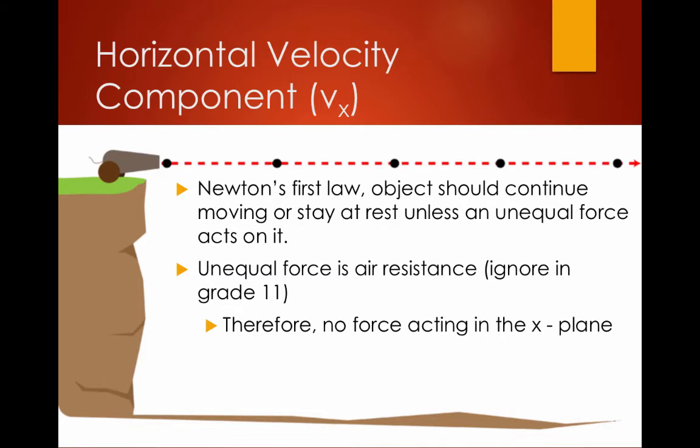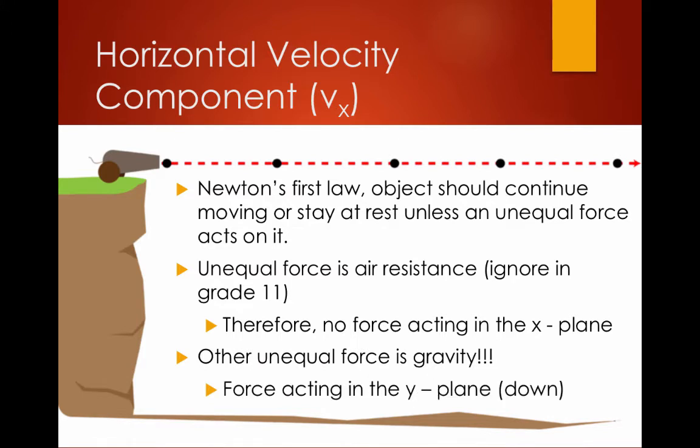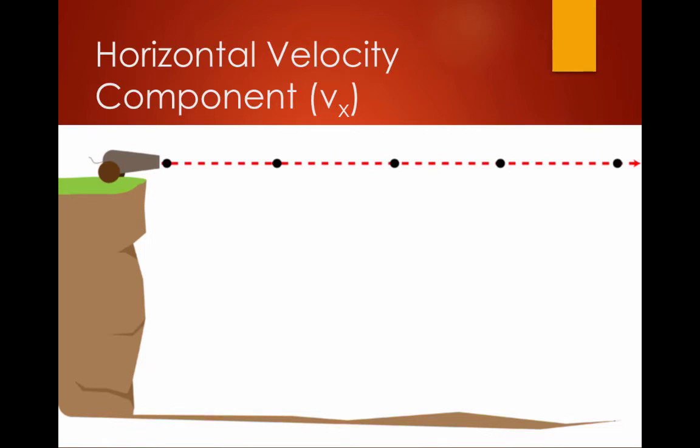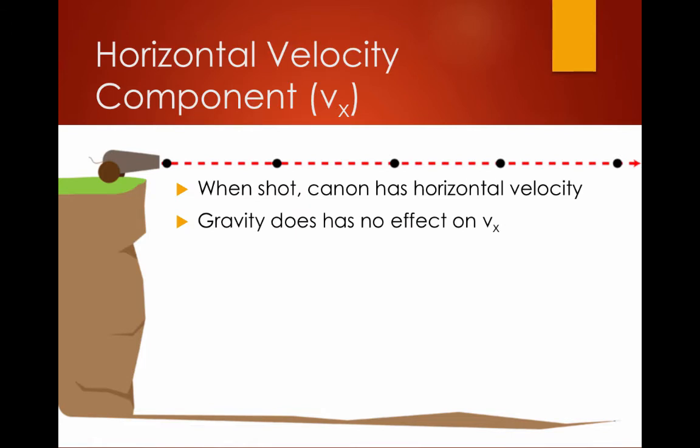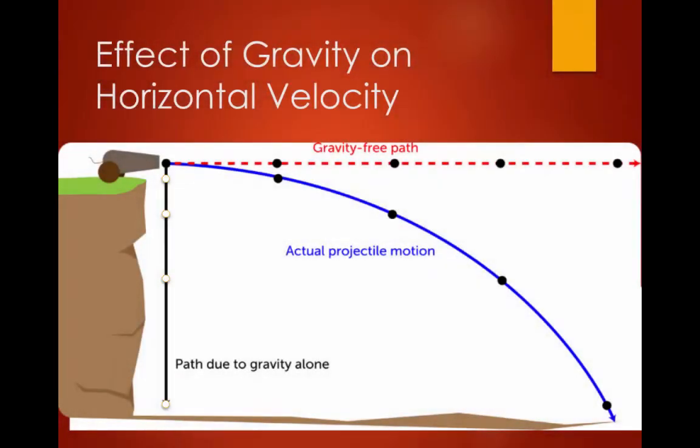Without air resistance, there is no force acting on the cannonball in the horizontal plane or in the x-axis. The unequal force we are looking at in grade 11 is called gravity. Gravity is acting in the vertical plane, which pulls the ball downwards, which is why the ball eventually hits the ground. When a cannonball is shot horizontally, it has some magnitude of horizontal velocity. And because gravity is a force that only acts in the vertical plane, and because we are ignoring air resistance, the horizontal velocity v sub x of the cannonball will be a constant. It won't change. However, gravity does act on the object in the vertical or the y-plane.